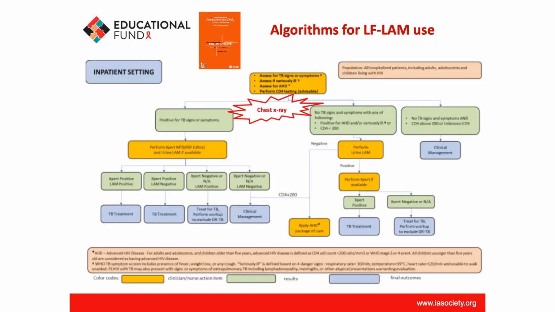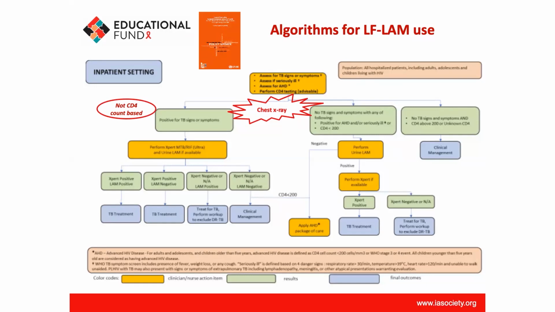So this first algorithm is for inpatients, so any aged patient living with HIV who is admitted to hospital. They should be assessed for TB signs and symptoms, whether or not they are seriously ill, which is defined at the bottom there in that peach box. Assessed for advanced HIV disease, so CD4 and viral load testing. And then wherever possible, a chest x-ray is certainly helpful. So I added that in here, and in trying to make it as simple as possible in our thinking, because sometimes these algorithms can get a bit complex.